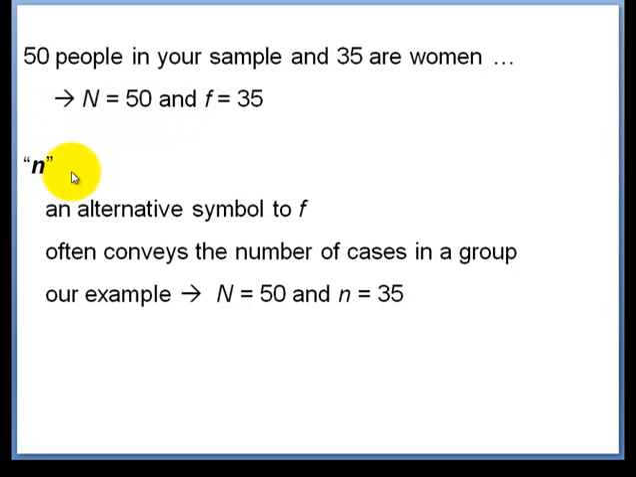Small n is an alternative symbol to f, and the small n is often used to convey the number of cases in a group. In our example, N, capital, equals 50, and small n, a synonym for frequency, equals 35.